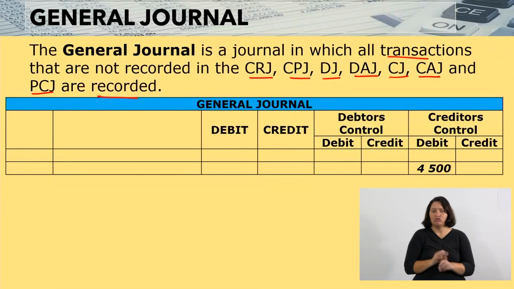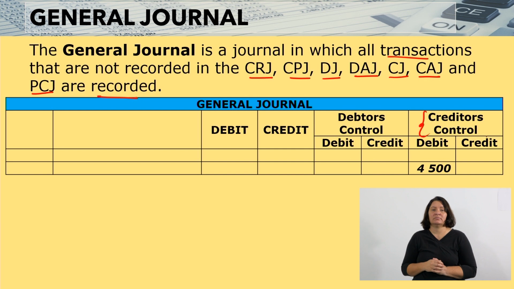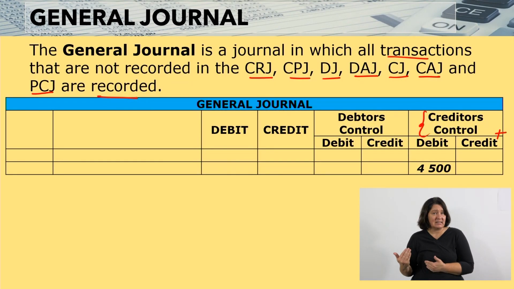There is my general journal. And in my general journal, you see, I have my creditors control. That is where I'm much interested in. And it is very important. The moment you see your creditors control, remember that on the credit side, it increases. But on the debit side, it decreases. Do you know the reason why? Because this is a liability.